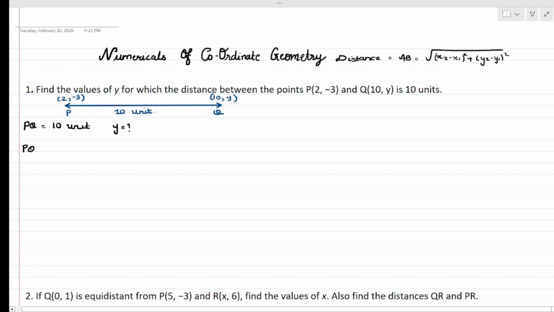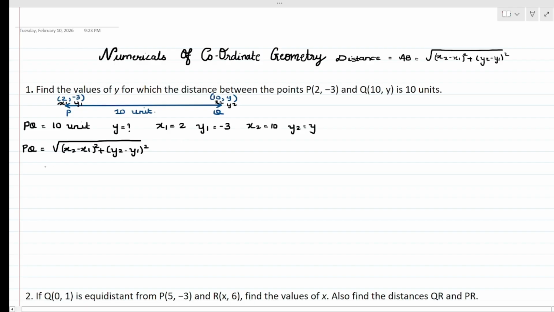What is the formula for PQ? It will be under root x2 minus x1 the whole square plus y2 minus y1 the whole square. Okay. So before that, what is our x1? In our case, x1 will be 2 and y1 will be minus 3. This becomes our x1, y1 and this becomes our x2, y2. That means our x2 over here is 10 and y2 over here is y.